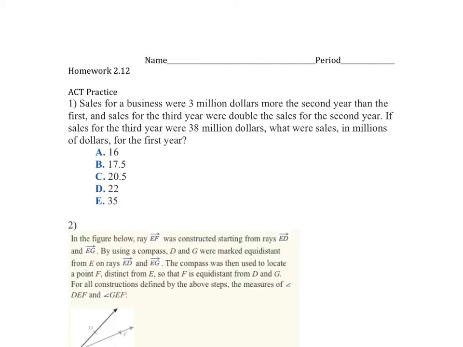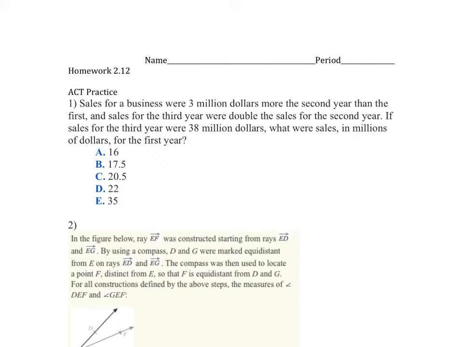Let's do some homework. We've got a couple ACT problems here. Number one, sales for a business were $3 million more the second year than the first. And the sales for the third year were double the sales for the second year. If sales for the third year were $38 million, what were the sales in millions of dollars for the first year? So we have 3 years that we're talking about.